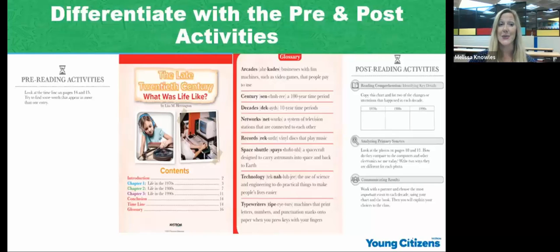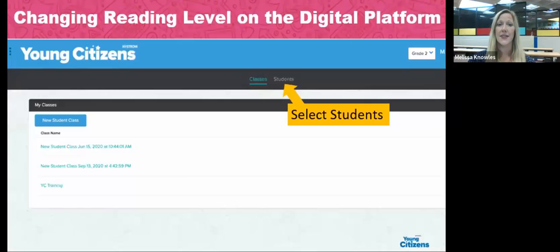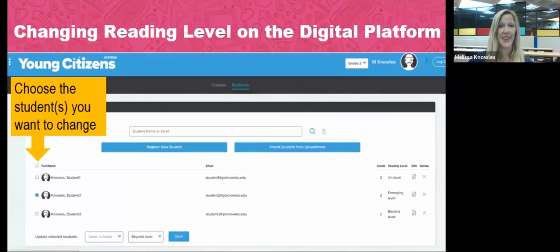So let's take a look really quickly at how you would change a level on the digital platform. So the first thing you're going to do, I went ahead and put yc.socialstudies.com, which is our digital platform for Young Citizens. Once you've logged in, on the left-hand side, you're just going to go to Manage Students, and you can see that person icon right there. Then in the middle top, once that page opens, you're going to select the students. Select the students that you want to change.